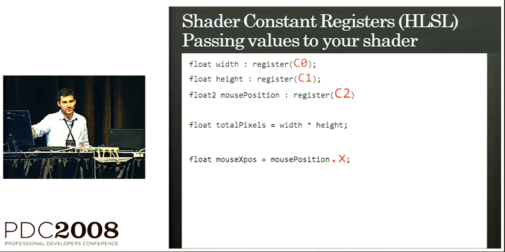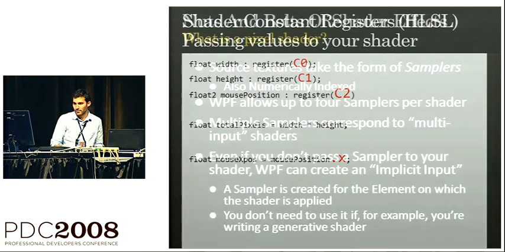I can get just the x position from that by just .x on mouse position, and that's a single float, which I can load into my mouse x position variable. And here you can see I'm doing a multiply between width and height, which are both floats, and then I just get another float out of that. So it's just like C, basically. Very simple.